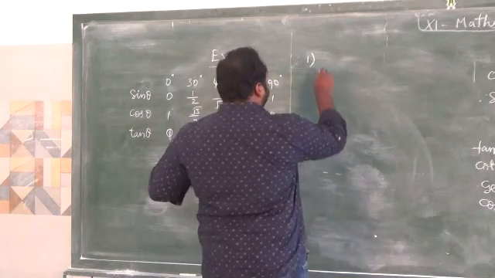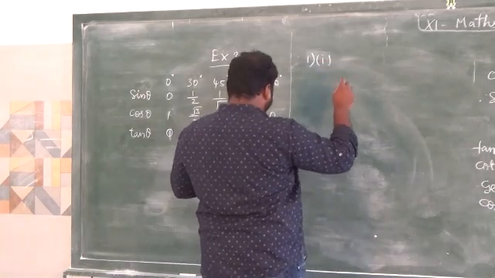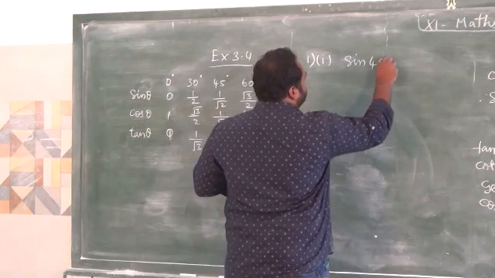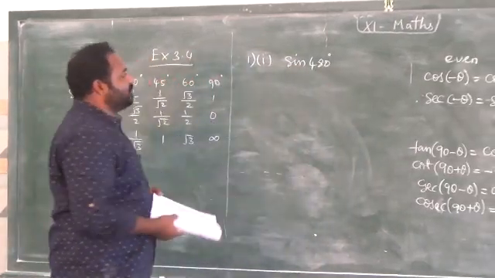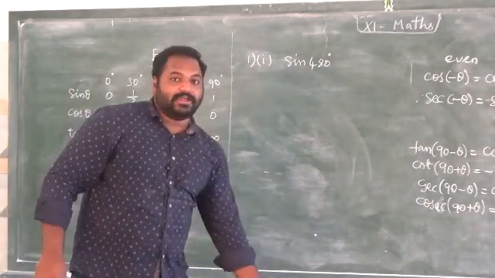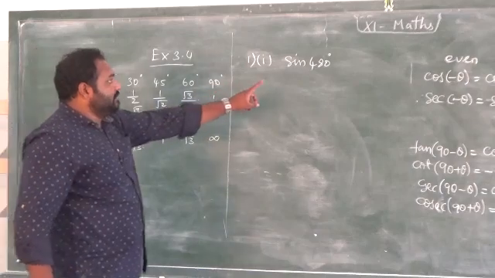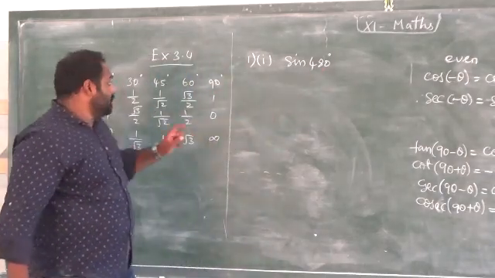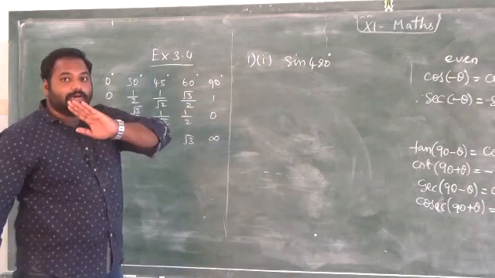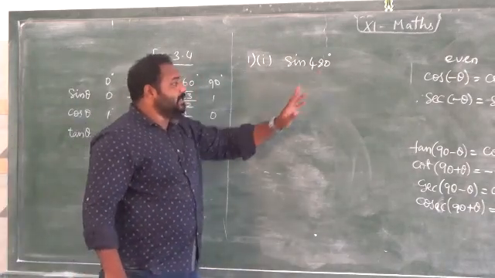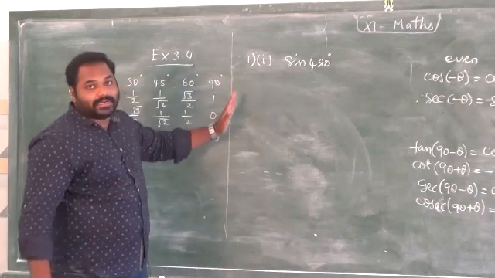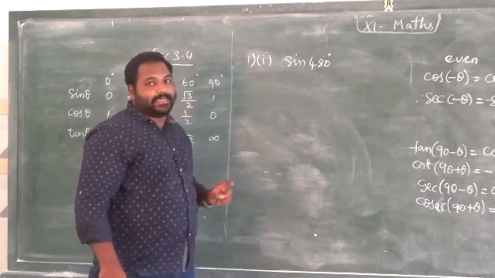Find the value of, first we have some subdivisions. First subdivision, sine 480 degree. Sir, how can we find this? See, here we have a 480 degree angle. We have values only up to 90, so we have to convert this 480 using quadrants, to below 90 degree.